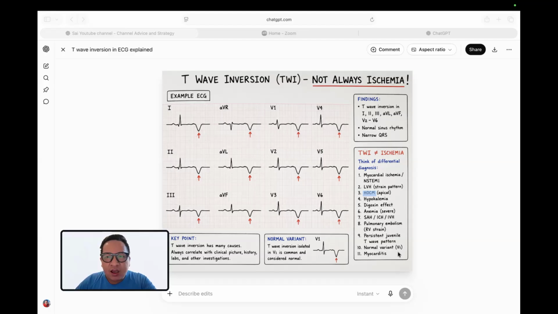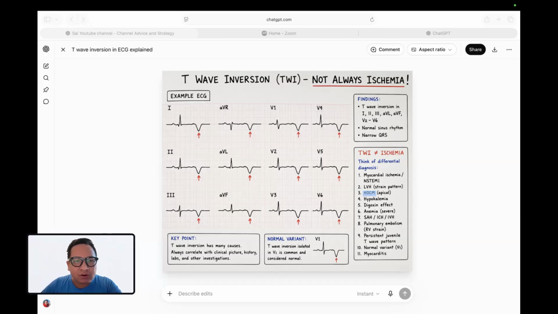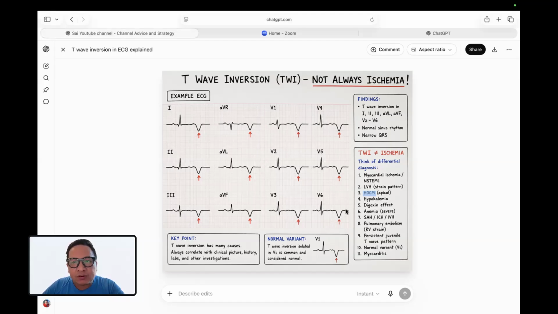So let's see. If the T inversions are mainly in leads I, aVL, V5, and V6, I'll repeat it again: if the T inversions are in leads I, aVL, V5, and V6, this is left ventricular hypertrophy, which is a left ventricular strain pattern. Okay, this is one of the diagnoses.